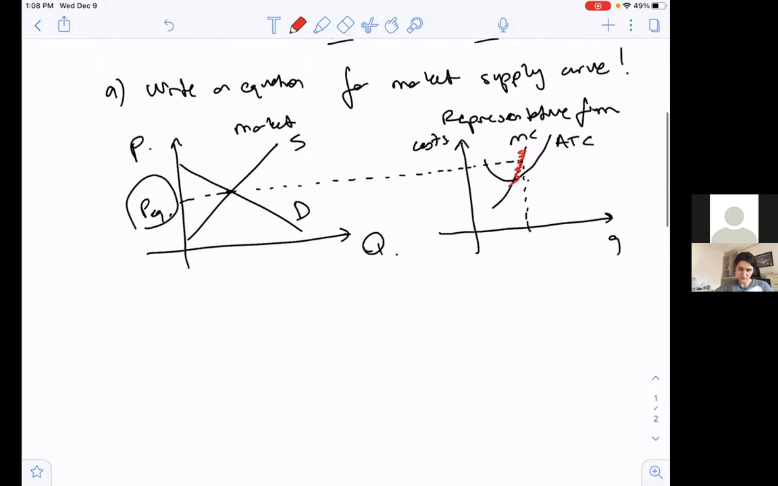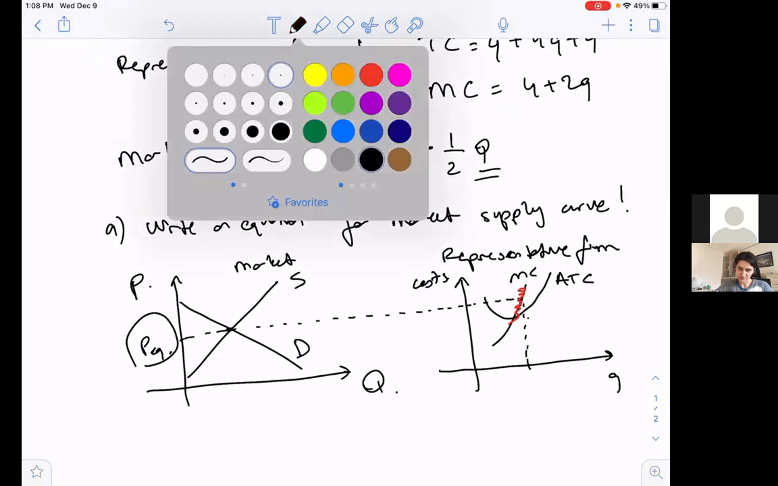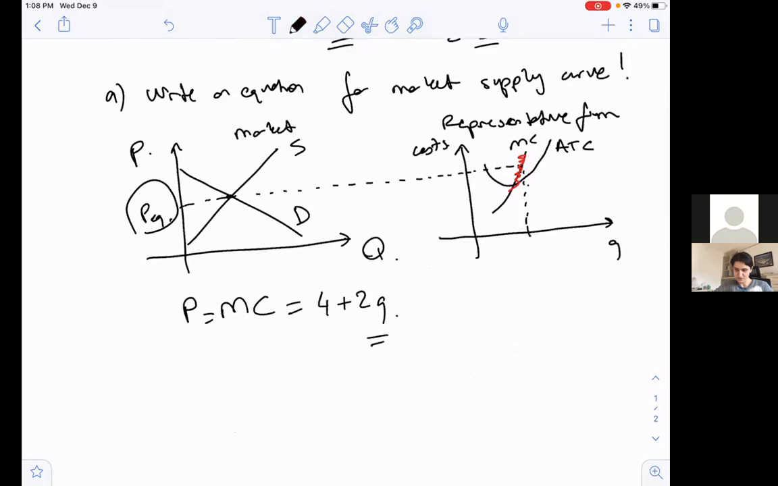So let's find the market supply. How are we gonna do this? Price is given, marginal cost is given. So we're gonna equate price equals marginal cost for the perfectly competitive market, which is 4 plus 2q. So this is how much each firm is going to produce. And how can we write this? Depending on the price, q will be P minus 4 over 2.